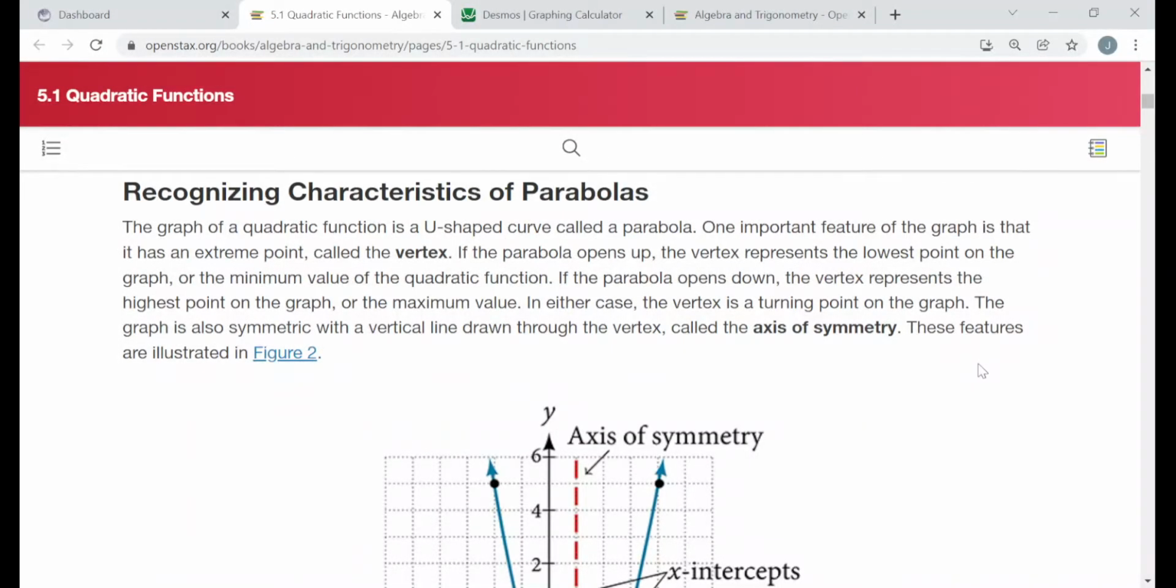Hello everyone. The title of this video is Recognizing Characteristics of Parabolas. Now each example, actually the only example I'm going to be doing in this video, is taken directly from a free online textbook at openstax.org. I'm in their Algebra and Trigonometry text, section 5.1, titled Quadratic Functions, and I'm working under the heading Recognizing Characteristics of Parabolas.